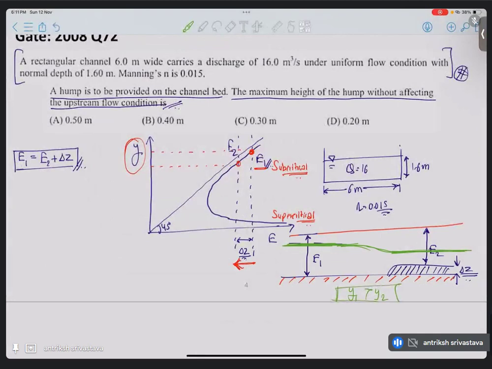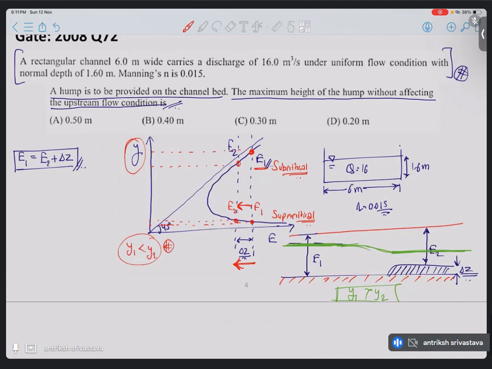Okay. Now, if you have supercritical flow, then still you are reducing your energy from E1 to E2 by delta Z. But looking at this graph, we can see that the flow depth is going to increase. So y1 is going to be less than y2. So it all depends upon whether your flow is subcritical or supercritical.